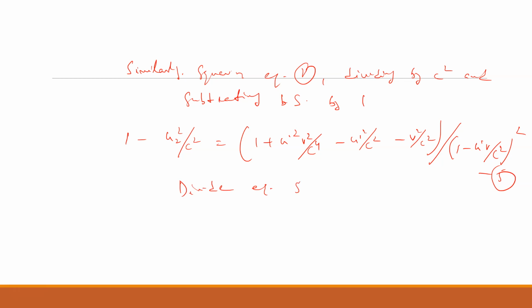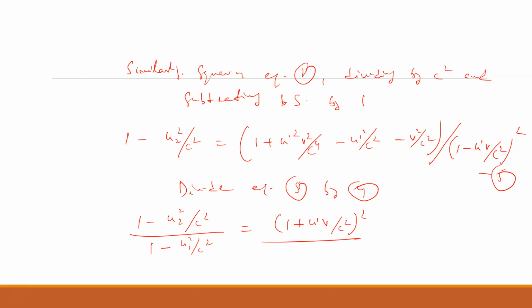Now divide equation 5 by 4. We will get 1 minus u2 square by c square, 1 minus u1 square by c square equals to 1 plus u dash v by c square whole square, 1 minus u dash v by c square whole square.